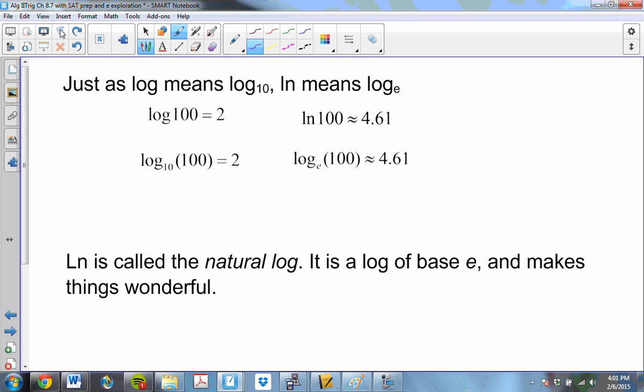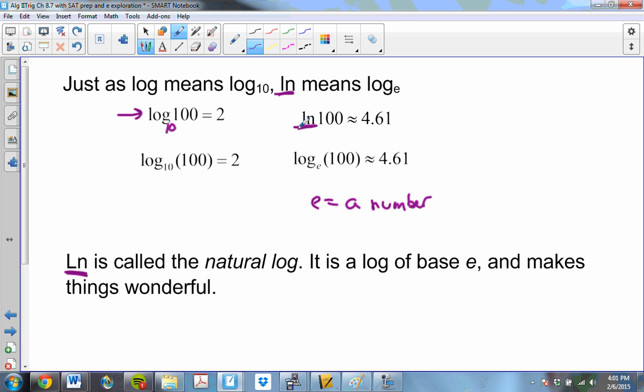Just like how when you have a plain old log, it means log base 10. If you ever see an ln, it means log base E. So here, this log 100 is really log base 10 of 100. Log base 10 of 100 is 2. If you ever see an ln, you could replace it with log base E, remembering that E is a number, a specific number, not a variable, not an unknown, but a specific number, 2.71828. This ln is called the natural log.